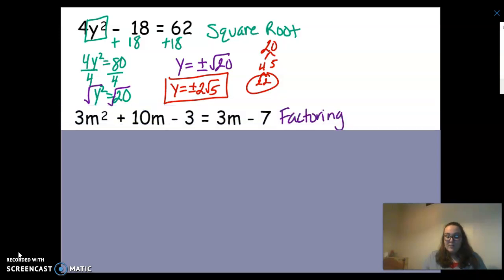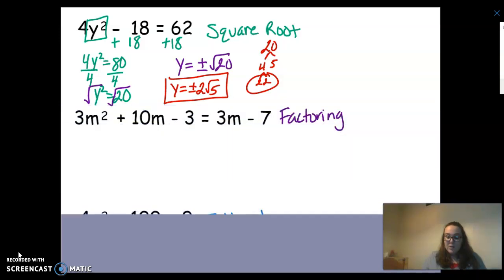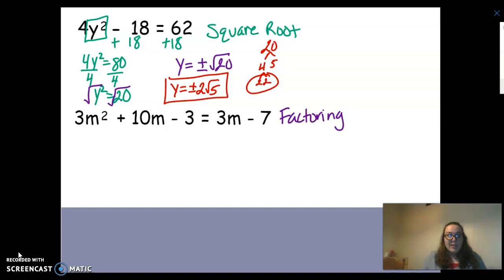The second question, factoring. What kind of gives it away? Well, I have this m squared, and I have an m term, even though I have them on both sides. When I end up with something like this, where I have those terms on both sides, what is something that I can do? Well, I can get them so that they're all together. What do I mean by that? We can subtract the 3m, and then at the same time, I'm actually going to add 7.